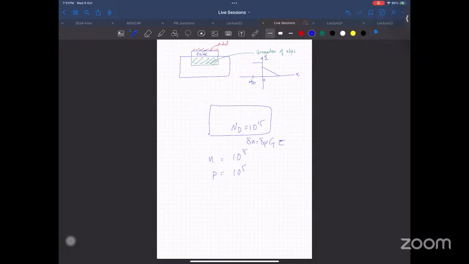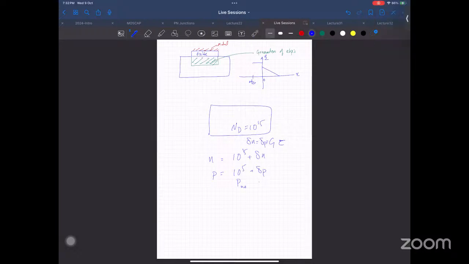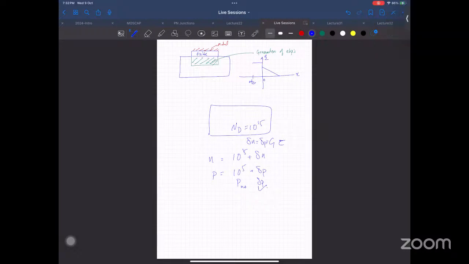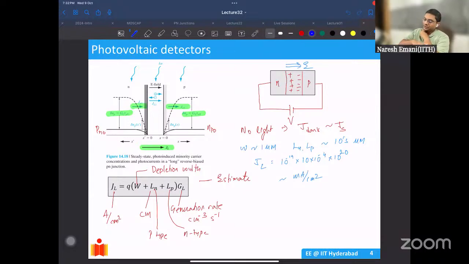So when you have generation, your carrier concentration increases by delta N here and by delta P here. Now, the delta P is very significant compared to the original P naught. This is much larger. In the case of the PN junction, that delta P will not move to the N side. This delta P is being created uniformly everywhere. Depending on the doping, we have delta N here and delta P here. By the way, this generation rate is going to be quite small actually.